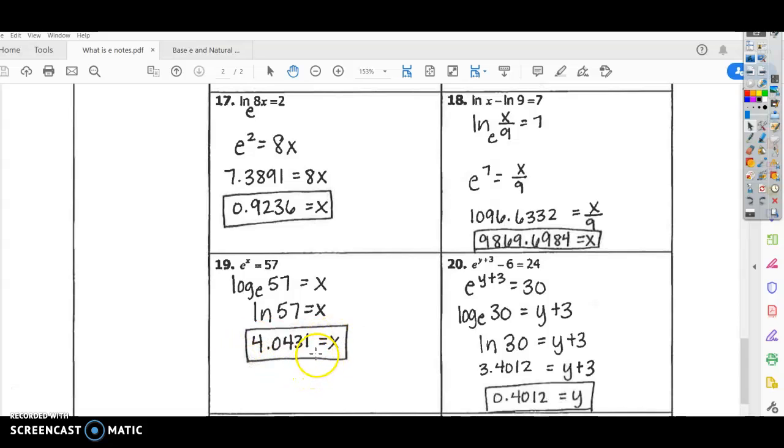All right. On number 20, you've got to add 6 first, and then rewrite it as a logarithm. So you're going to do log of 30, and then you're going to subtract 3 from that answer, and that'll give you this answer here.